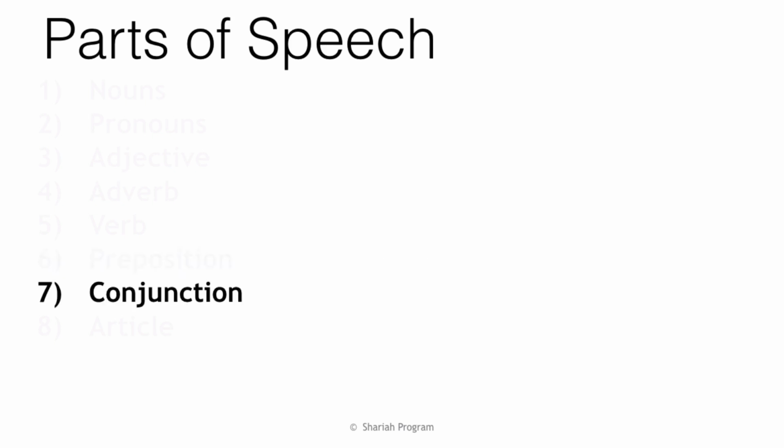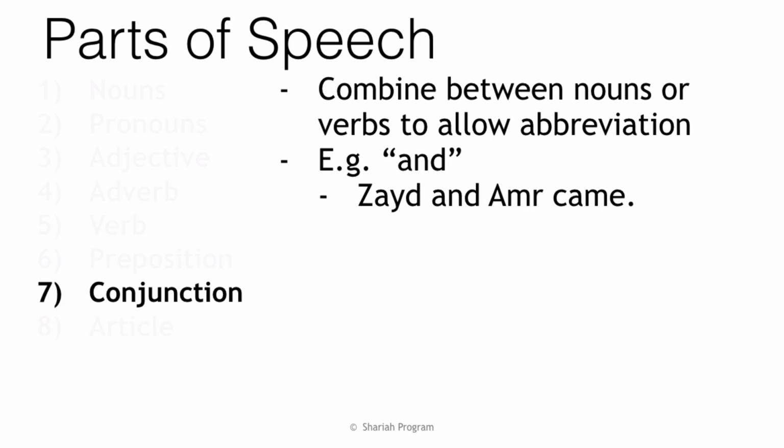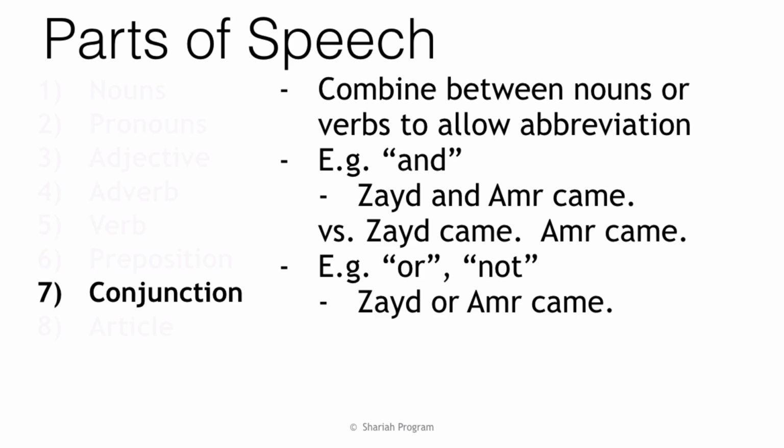Right? And then our next part of speech is conjunction. These again are small little words that are used to gather or combine nouns and verbs, and they allow abbreviation, so you don't have to repeat yourself and say the thing twice. So you say something like Zaid and Amr came. Instead of having to say Zaid came, period, capital letter, Amr came, there's no need to say came twice. Just use the word and, and now we have Zaid and Amr both gathered together as the subject of the verb came. Right? And then there's various examples of conjunctions, which we'll give to you on the upcoming slides. Or and not are further examples of conjunctions.